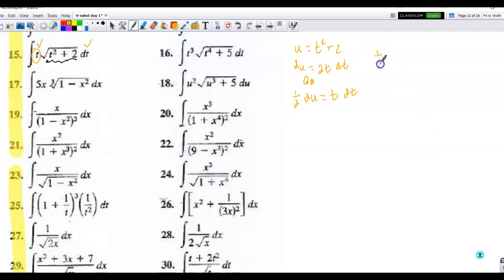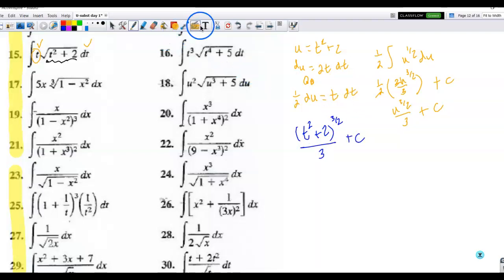My new integral becomes 1/2 integration of u to the 1/2 power du. So that's u to the 3/2 power divided by 3/2, which is times 2/3. The 2's will divide out, and that leaves me with u to the 3/2 power over 3 plus c. Resubstitute, and that gives me t squared plus 2 to the 3/2 power over 3 plus c. Number 15.